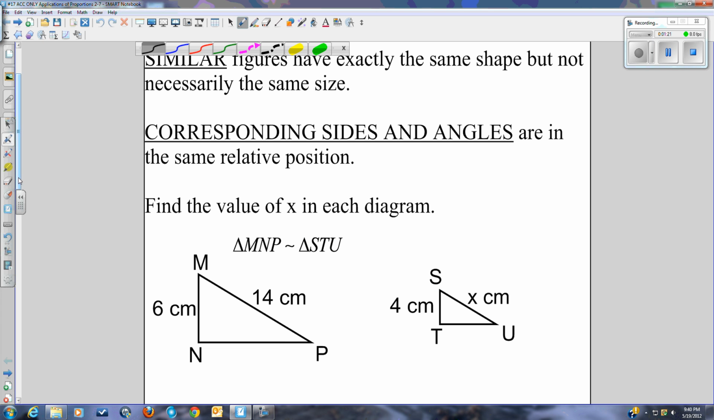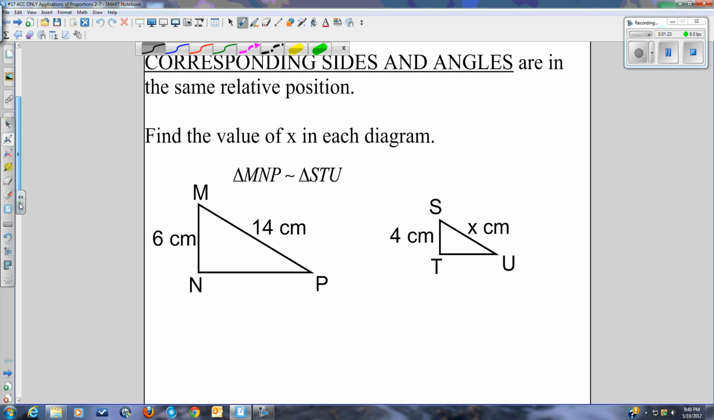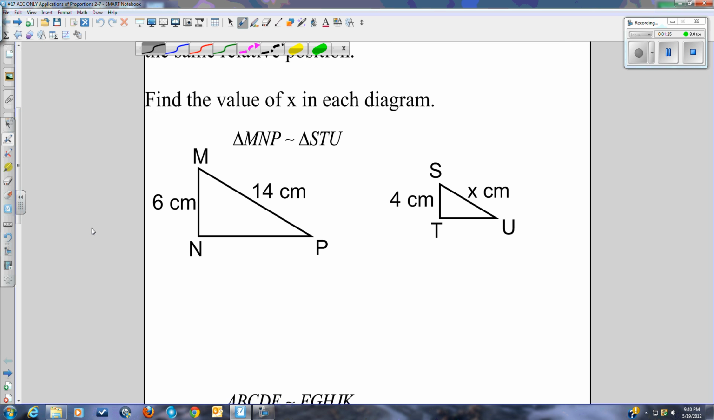In other words, just like if you look at a blueprint of a house and the actual house, they are similar to each other. They are proportional to each other. They're just not the same size. So let's take a look. We want to find side X in triangle STU. Well, side X corresponds to side SU in the drawing.